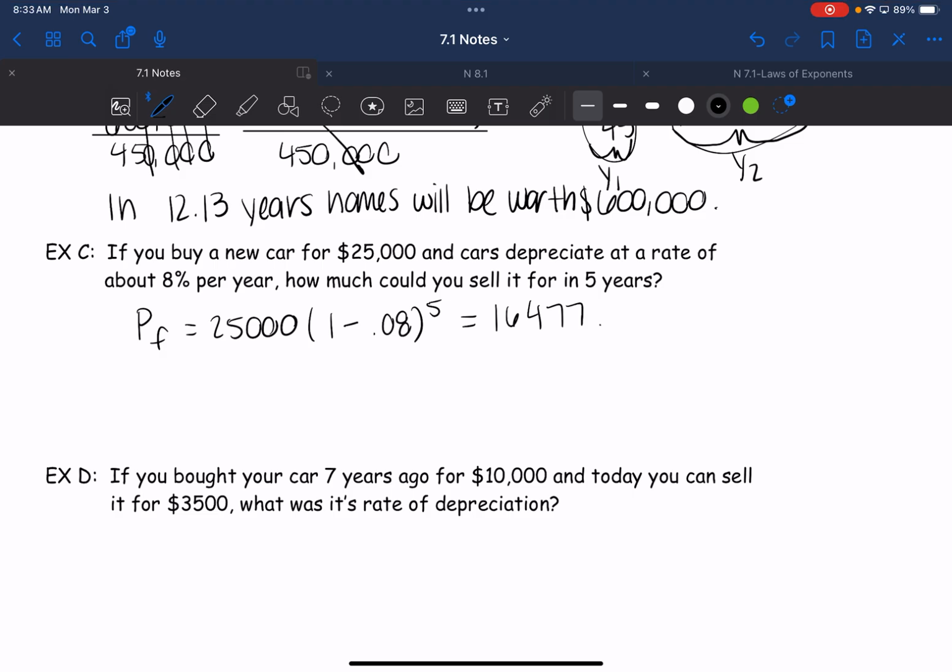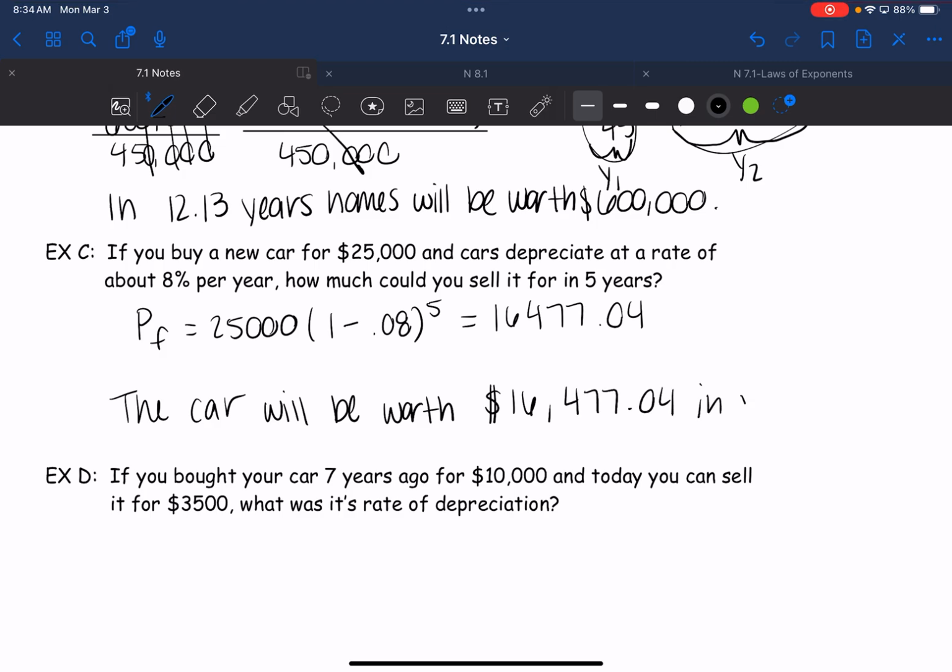All right. With change, maybe like 0.04, but if we're just going to say approximately what it would be worth, you could round to the nearest dollar. So we would say the car will be worth, did it say to round to it? No, it didn't necessarily say. Okay. So 16. All right. In 5 years. All right.